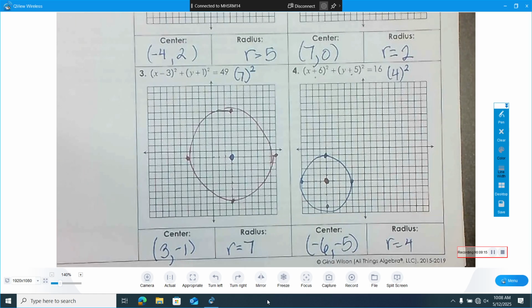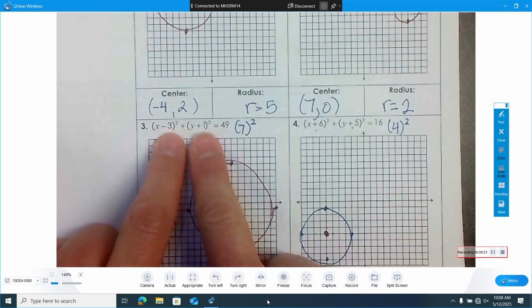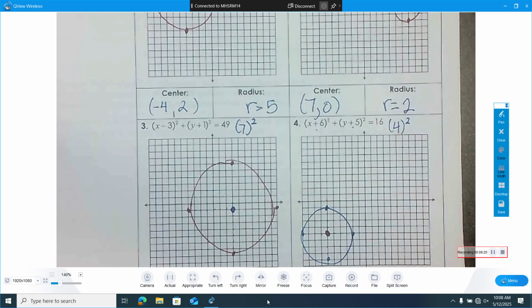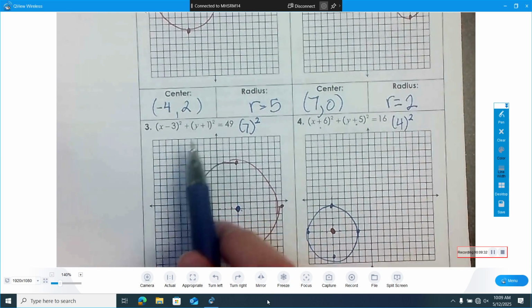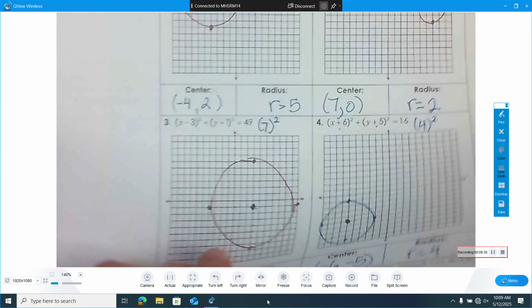Raise your hand if it's pretty easy. So let me ask you a question. If they gave you the circle, would you be able to write the equation for it? Yes. So you'd be able to find the center, and that would give you your H and your K, and then you could count your radius, right? All right, fabulous.